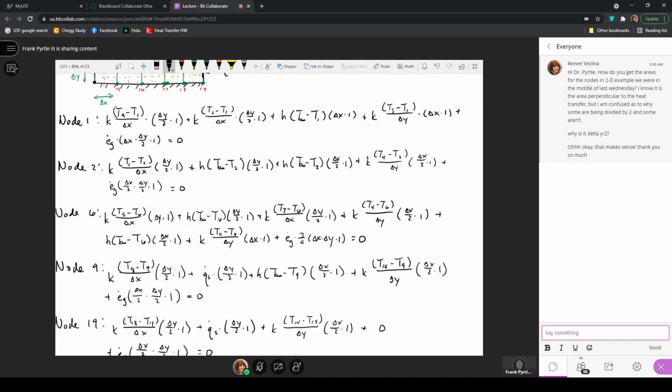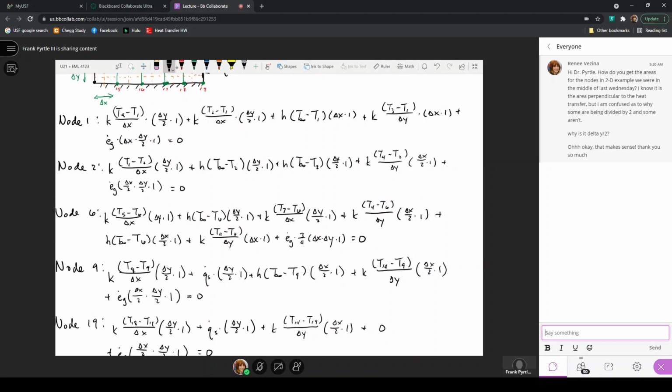And for T2, that would be multiplied by K times delta Y divided by delta X times 2. That would be a coefficient multiplied by T2. And for T3, K times delta X divided by delta Y. So those would be the coefficients multiplied by T1, T2, T3. But then for T4 through T19, since they don't appear in this equation, the coefficients multiplied by those variables would be zeros. And the constant, there would be a constant.